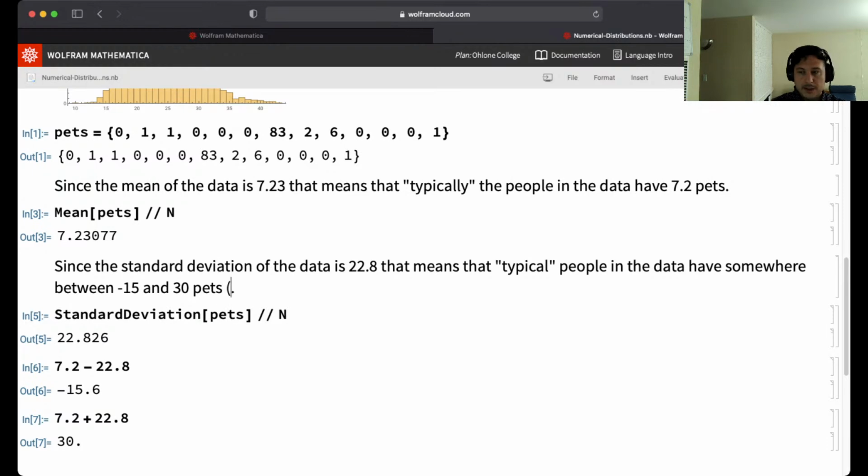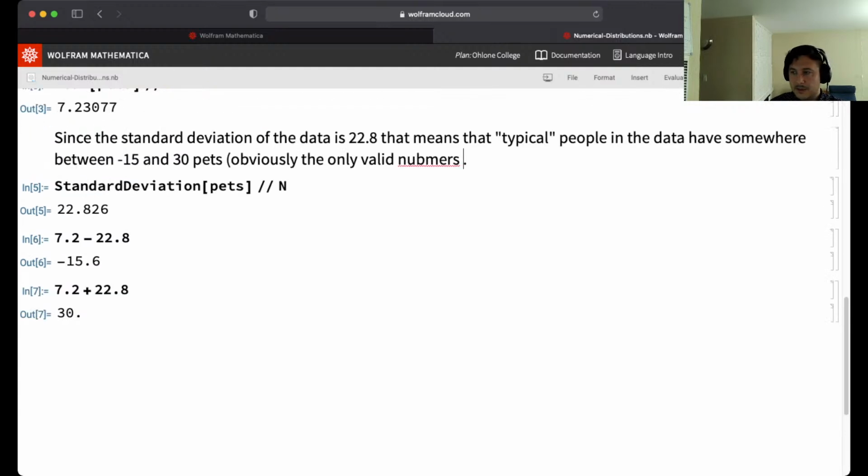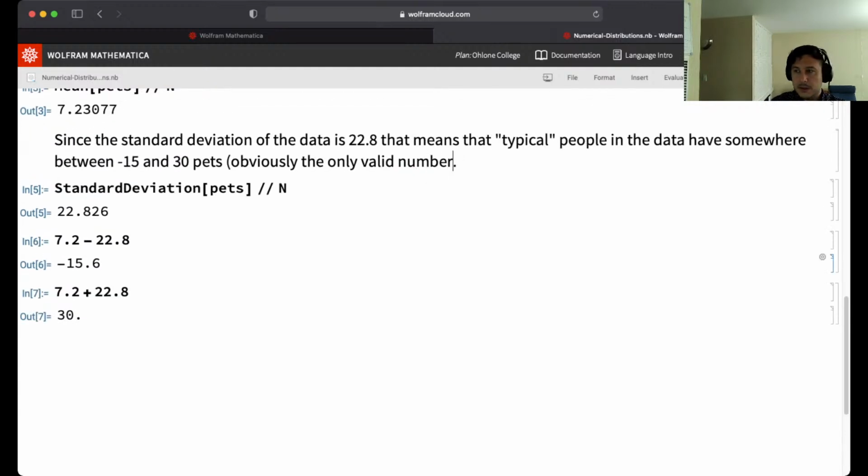You could put a little note. Obviously, the only valid numbers are between 0 and 30, but whatever. You just put the results that you're getting. We'll talk more about this later, but it gives you an idea. It spreads out what you think is typical. According to the data, 7.2 seems to be the typical number of pets. If you take into account the spread, you could say it's somewhere between 0 and 30. So are we getting what the spread does for you? It allows you to make a wider statement about what you're talking about, as opposed to a single number guess.